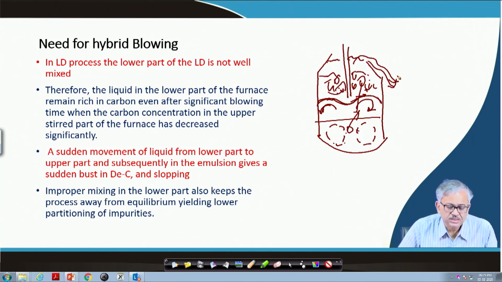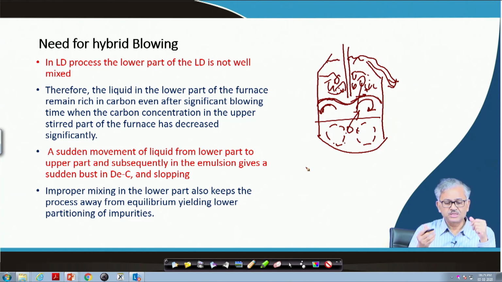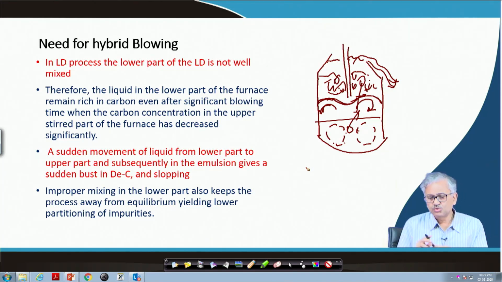And improper mixing in the lower part also keeps the process away from the equilibrium, because since it is not mixing properly, it will be away from the equilibrium. As a result, the partitioning of the impurity will not be very good, okay. It will affect the partitioning of the impurities, lower partitioning of the impurities. So the process will not be very efficient, okay. So two problems are there.